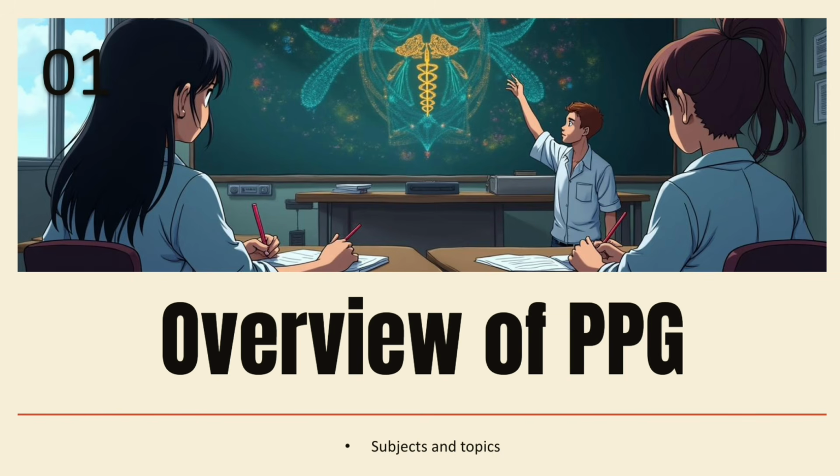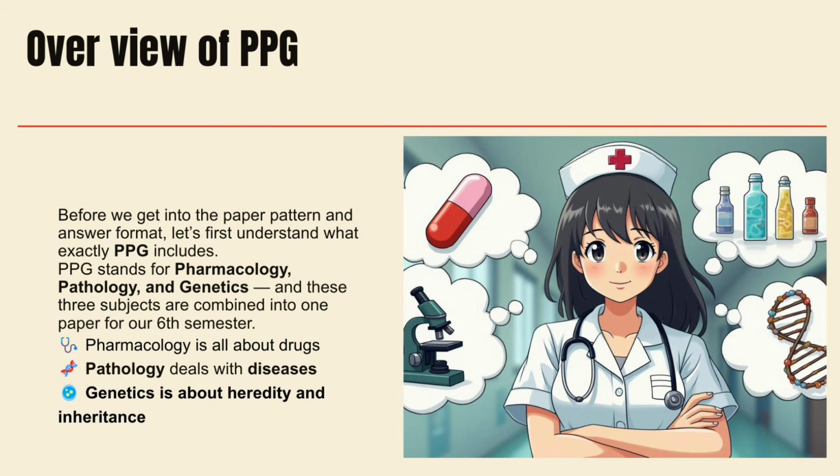First, we'll see the overview of PPG. Before we get into the paper pattern and answer format, let's first understand what exactly PPG includes. PPG stands for Pharmacology, Pathology and Genetics, and these three subjects are combined into one paper for your 4th semester. Pharmacology is all about drugs, Pathology deals with disease, and Genetics is about heredity and inheritance.